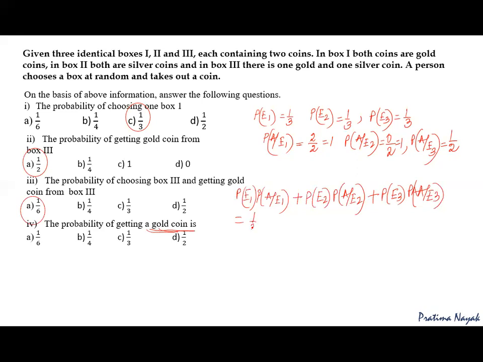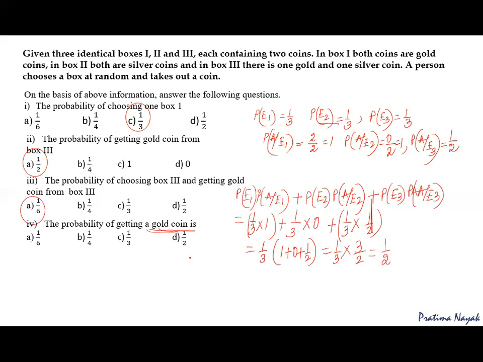E1 is 1 by 3, A by E1 is 1, plus P of E2 is 1 by 3, A by E2 is 0, again 1 by 3 multiplied by 1 by 2. You have to multiply all the things. So how much will be the answer? You can take 1 by 3 common. So what are you getting? 1 plus 0 plus half. 1 plus half is 3 by 2. So 1 by 3 multiplied by 3 by 2, you are getting 1 by 2. So 1 by 2 is the answer of the fourth part.